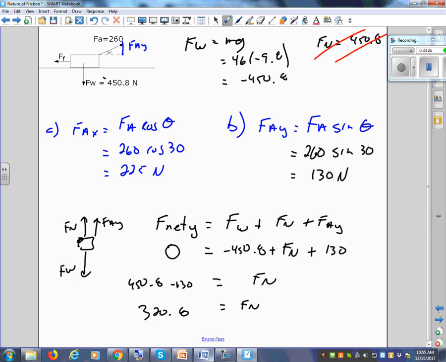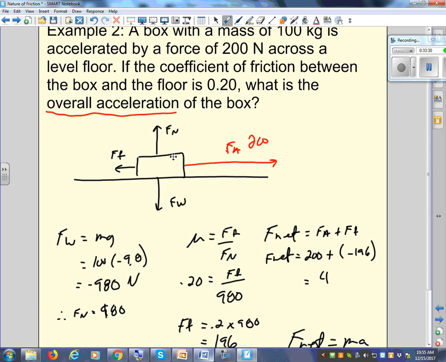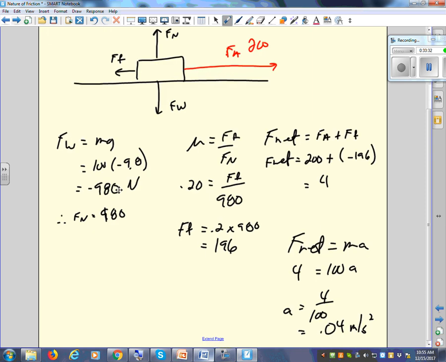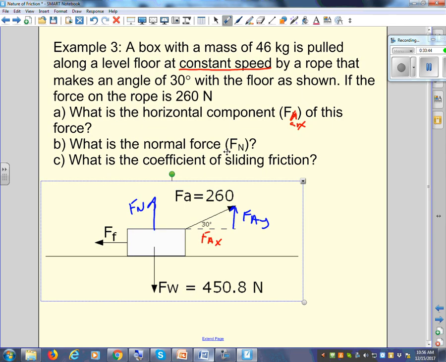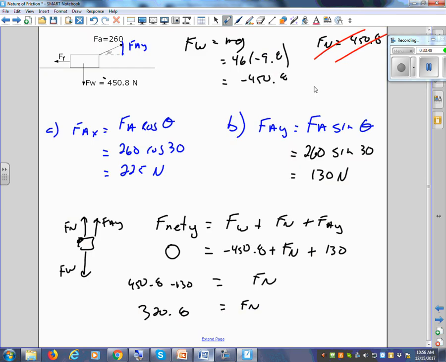I'm almost done. Okay, so if I just go back, back here, the FW and the Fn were equal to each other. That's because those are the only two Y forces. Now I have another Y force, so my Fn is less here. So what was the actual question? What is the normal force? So that's B. All of this is B. That's A, all this is B.